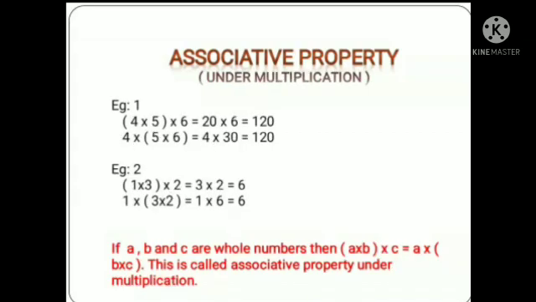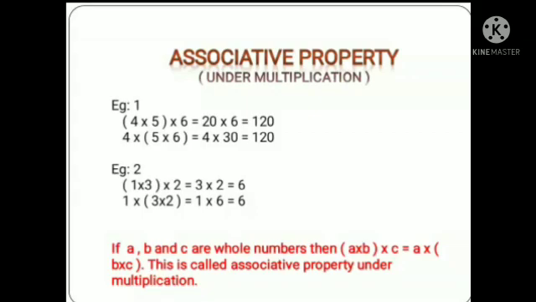Next, associative property under multiplication. Consider the example 4 into 5 into 6. Here we will first multiply 4 into 5. 4 into 5 equals 20. 20 into 6 equals 120. In the next case, we will first multiply 5 into 6. 5 into 6 equals 30. 30 into 4 equals 120.